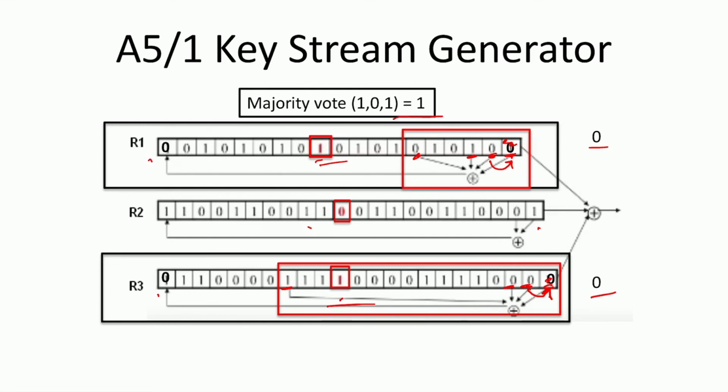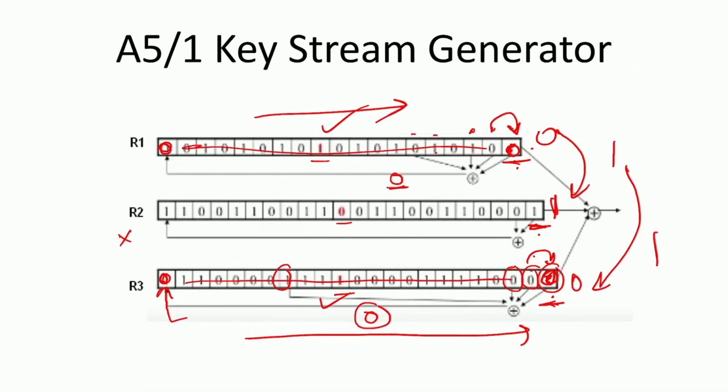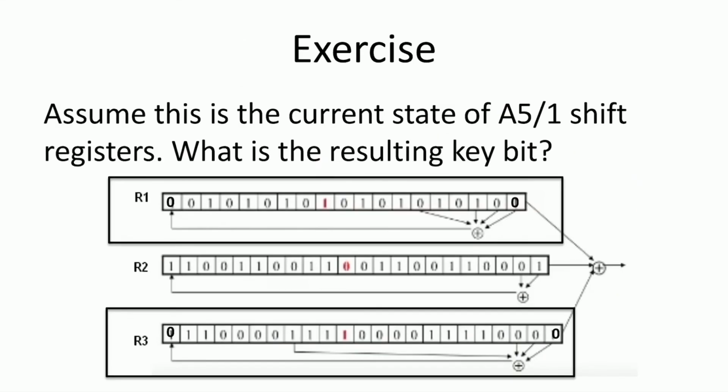And finally, the last step is to XOR the very last bits of the 3 registers, whether they're active or not, right? So this will give us 1. We have a 0 XORed with 1 XORed with a 0. So this one gives 1, and you XOR this with 0. This gives you 1. All right, so pause here and complete this exercise. Assume that this is the current state of each of the 3 registers.